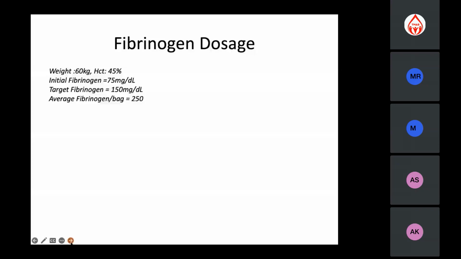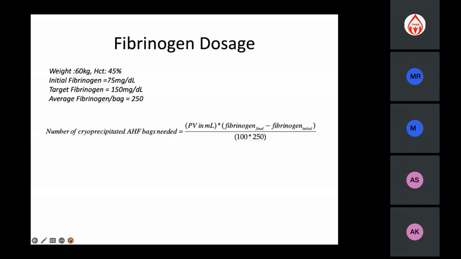So to estimate the amount of cryoprecipitate required, we can estimate the plasma volume from the blood volume into the expected increment in fibrinogen levels divided by the average bag's fibrinogen content, that is 250. Also, because the fibrinogen is expressed per deciliter, we have to convert it to ml, so we divide by 100.